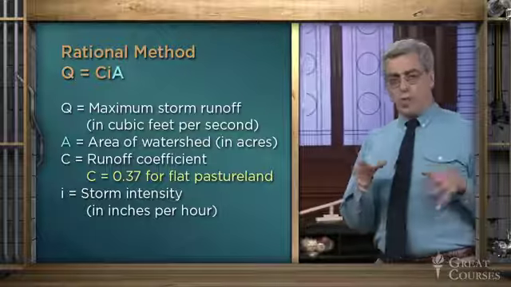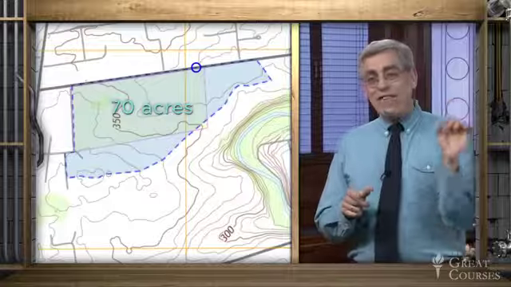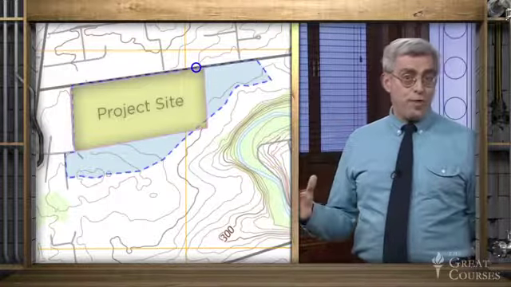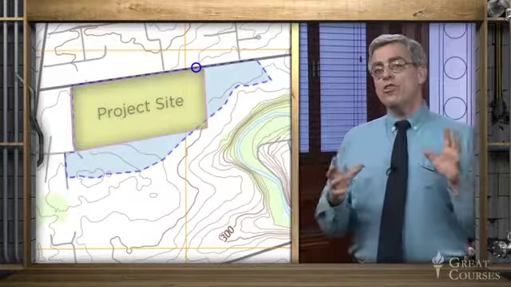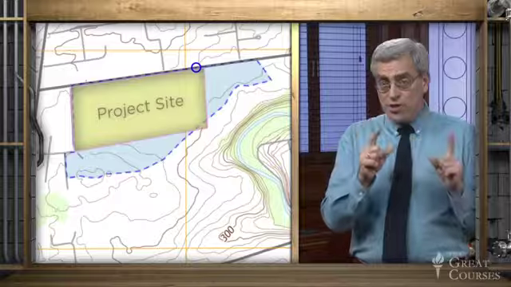A is the area of the watershed in acres. And for our residential development project, that's 70 acres. Note that the watershed extends beyond the boundaries of the 54-acre project site. Thus, stormwater will flow onto the site from these regions and must be considered in the design.